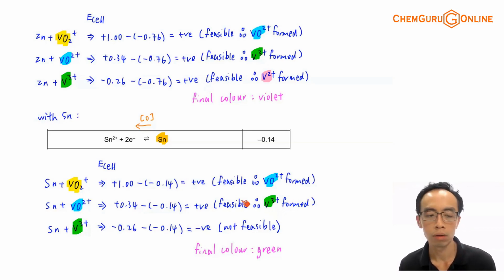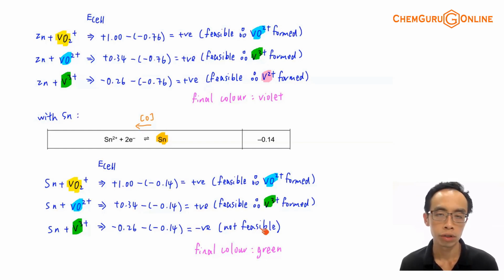Finally, calculating the E cell involving V3+ and tin, whether this redox reaction is feasible or not. I'll have a minus 0.26 minus negative 0.14. Then finally I'll have a value which is a negative E cell, and therefore this reaction is not feasible. Tin is not capable of reducing V3+ to V2+, and therefore it just stopped at V3+. Final color involving tin is expected to be green.